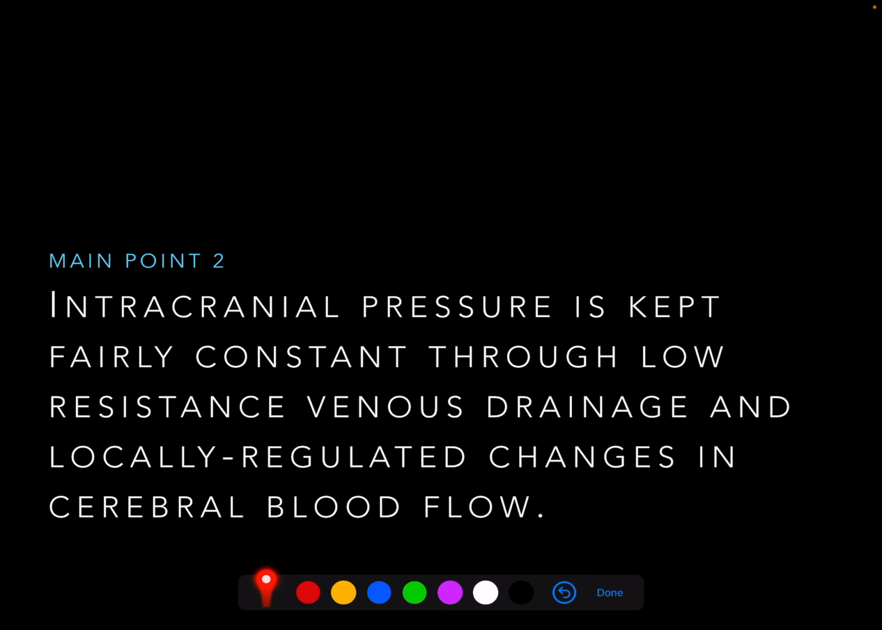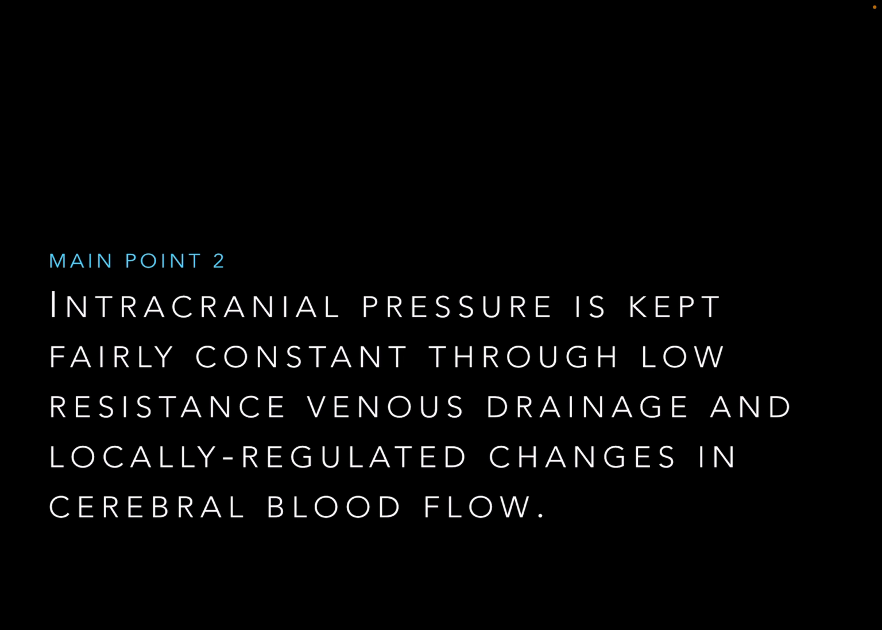So that's the input. We need constant blood supply so we can pay the bill, but we don't want to have any buildup in pressure. This means we must have low resistance drainage. Two ways of accomplishing that. We're going to modify the veins, and then we're going to create large sinuses that we can dump blood into. This way we can pump as much blood as we want to into the brain, but we'll never risk building up pressure.